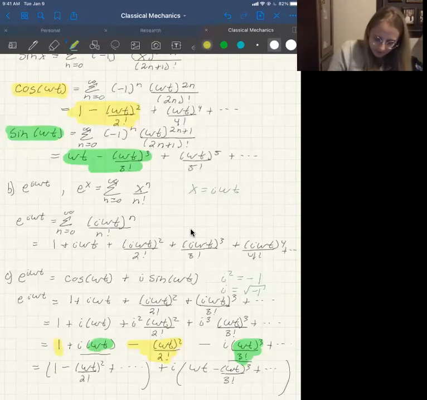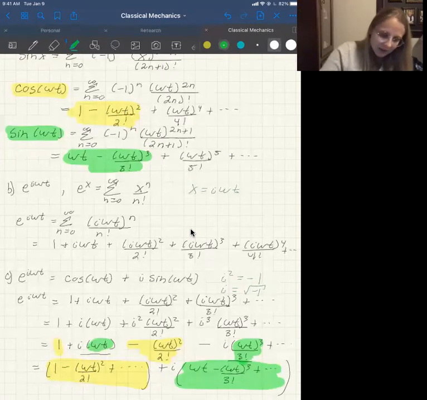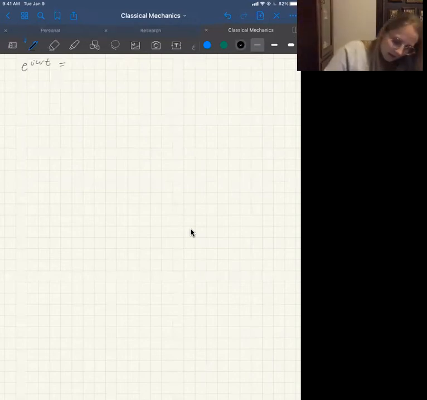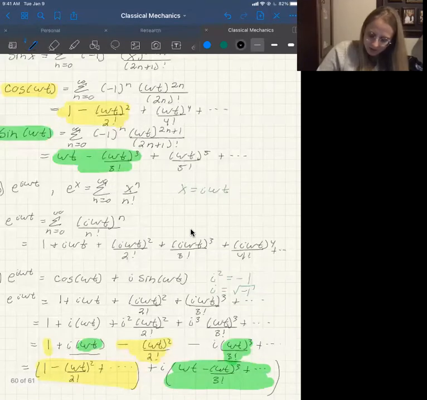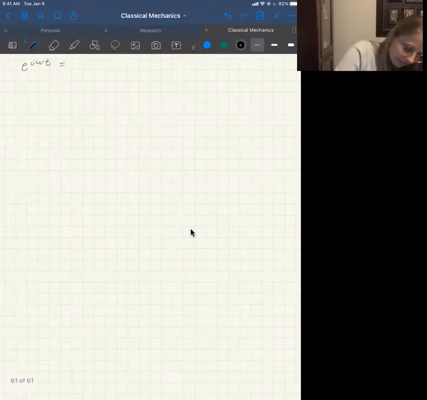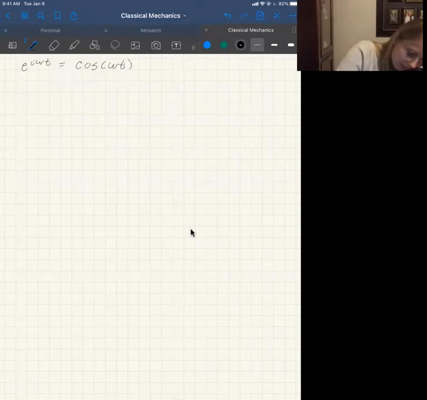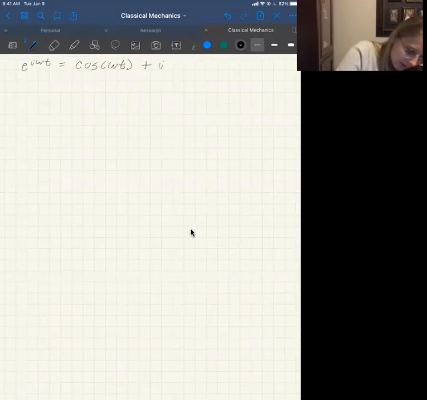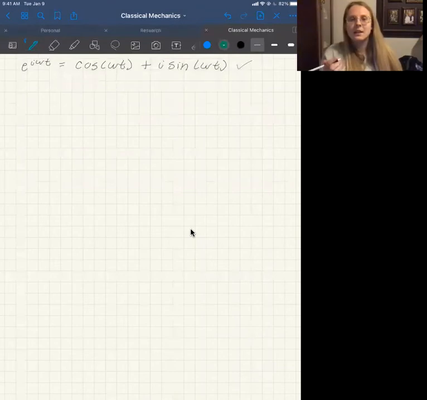So what I have now is basically the expansion for cosine plus i times the expansion for sine. So I can take that and I can rewrite it as follows. So e to the i omega t is equal to, so this is going to be cosine of omega t, as I showed in part A, plus i times this expansion here, which is sine of omega t, which is what we showed in part A as well. And that proves the identity we were trying to prove. And so this identity is important, and you'll see it a lot in this class, and it's good to know where it comes from.